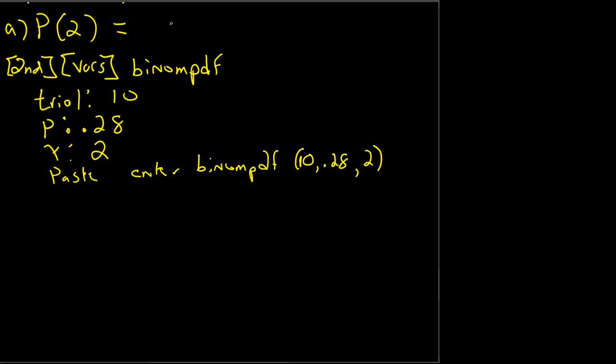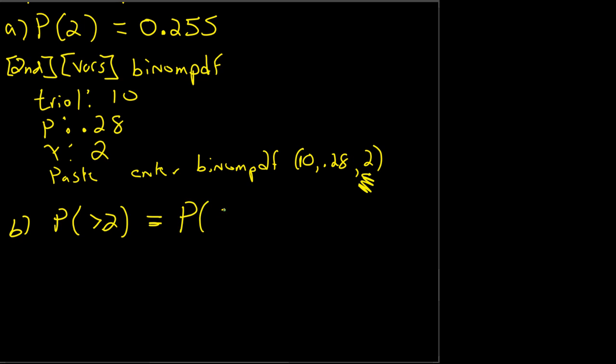I'll just put it in here. And we're rounding to 3 decimal places, so 0.255. Now, once you have this one function in here, you can use your up arrow to get back to the binomPDF, and we can change the values that we need. In fact, the only thing that's going to change is the 2. And so for B, we're looking for the probability of everything greater than 2. Well, that's the complement of everything less than or equal to 2. And so that's going to be equal to 1 minus everything less than or equal to 2.